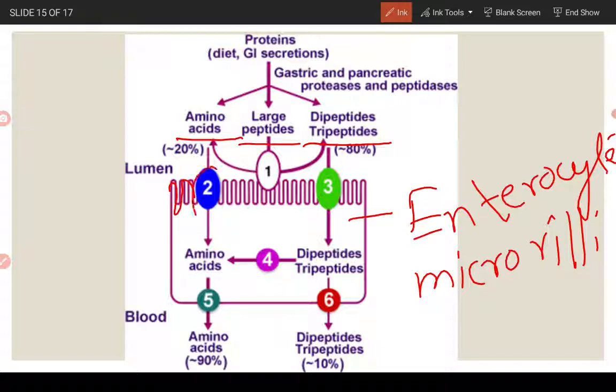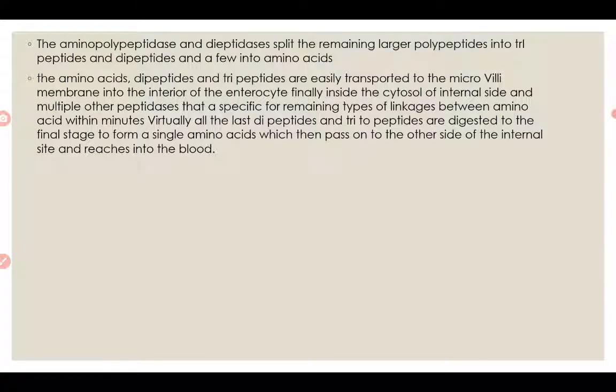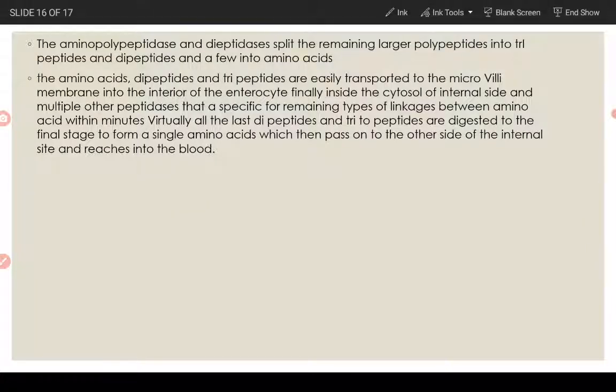So this brush border has many peptidase enzymes. When these large polypeptides come to the brush border, the enzymes convert the dipeptides and tripeptides into amino acids, and large peptides are also converted into small dipeptides and tripeptides. This is where most of the digestion of protein occurs. Now the aminopolypeptidase and dipeptidases split the remaining larger polypeptides into tripeptides and dipeptides and a few amino acids.